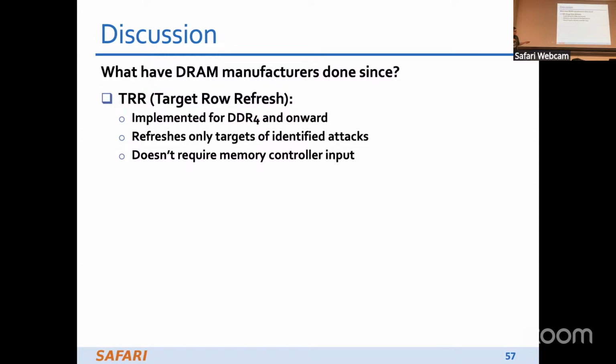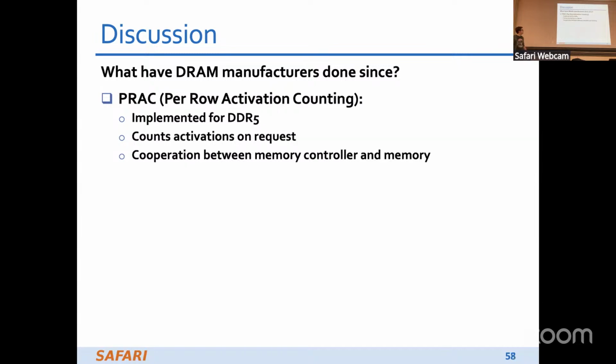Okay, so there are of course many other mitigations that they've tried, but there is one that has also been tried a lot, which is called PRAC. PRAC stands for per row activation counters. It was implemented for DDR5 and it counts activations on request.